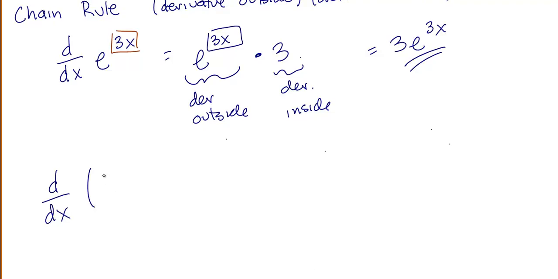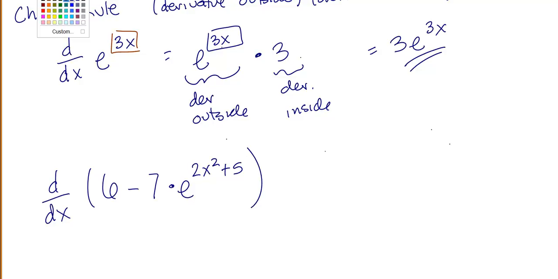Let's say we want to take the derivative of 6 minus 7 times e to the 2x squared plus 5. Looks a little more complicated. Let's go through and evaluate this. Okay, 6, that's just the constant. The derivative of that is just going to be 0. 7, that's just the coefficient. We're just going to pull it out. We're not worrying about it too much. And I would make this 2x squared plus 5 my box.